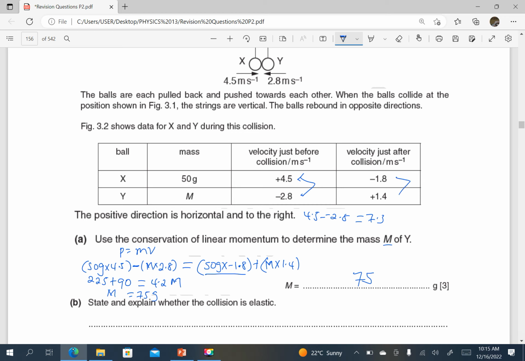We can check the relative speed of separation irrespective of the direction. That is 1.4 minus negative 1.8, which becomes 1.4 plus 1.8, which is 3.2. For the word relative, you just subtract the speeds. I could also have started with negative 2.8 minus 4.5. I would still get the same magnitude, although it would be negative. Just like here, I would have said negative 1.8 minus 1.4, and I would still get negative 3.2.